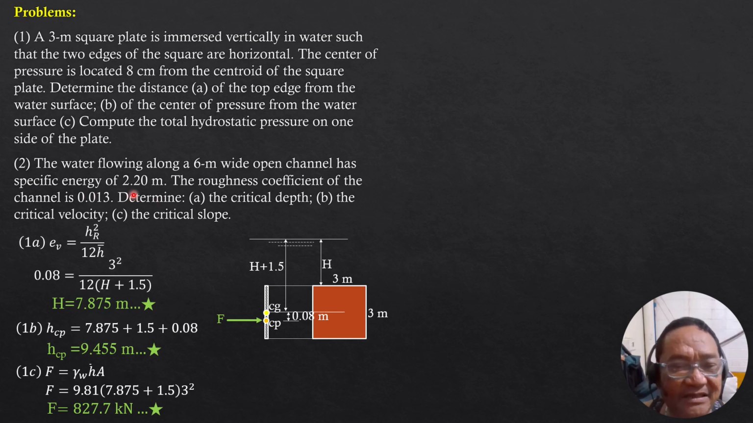Then for part B, the part 2: the water flowing along a 6-meter wide open channel has a specific energy of 2.2 meters. The roughness coefficient of the channel is 0.013. Determine the critical depth, the critical velocity, and the critical slope.